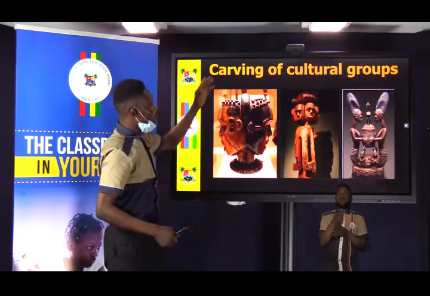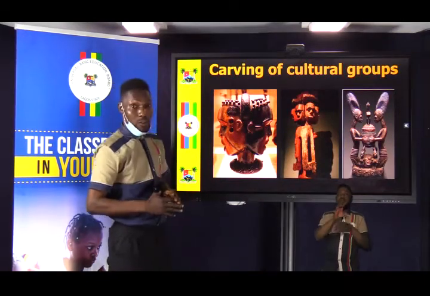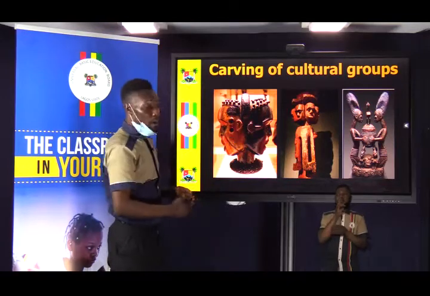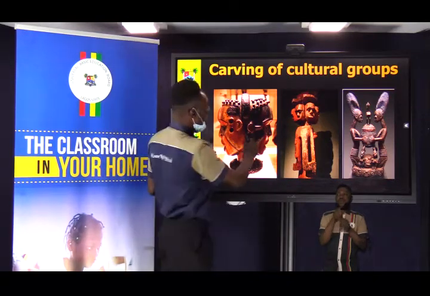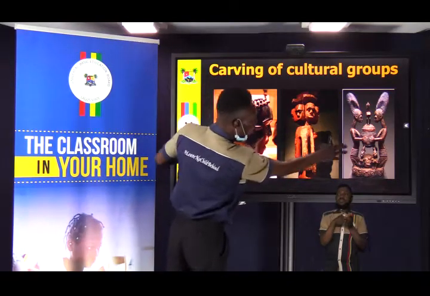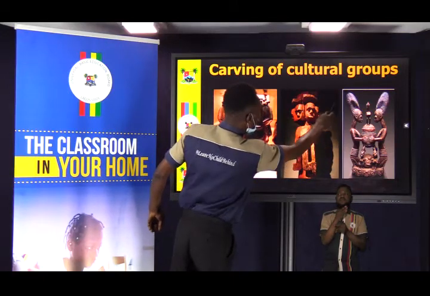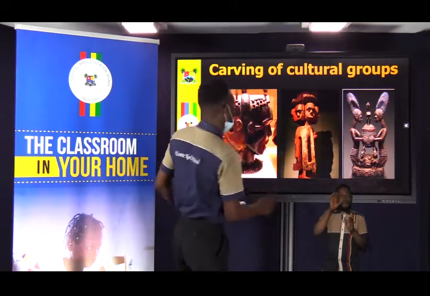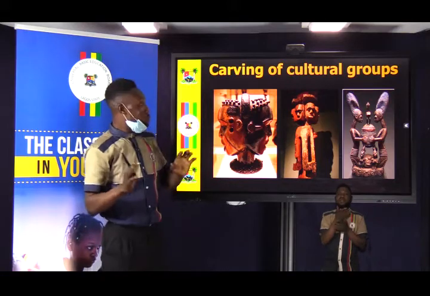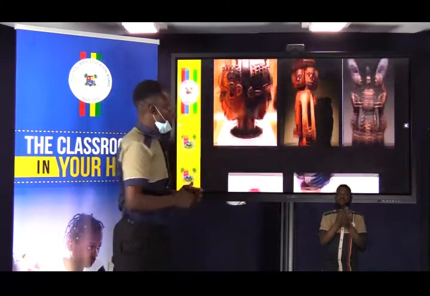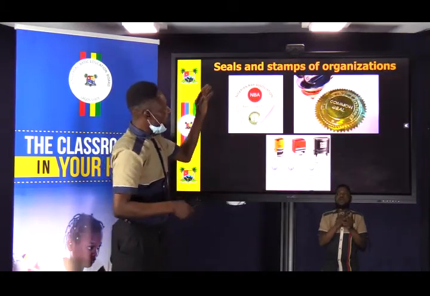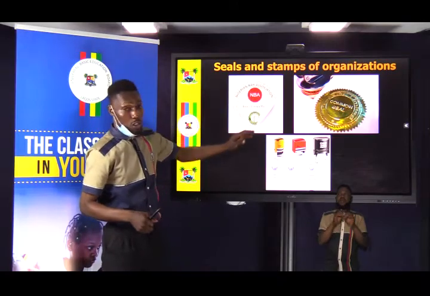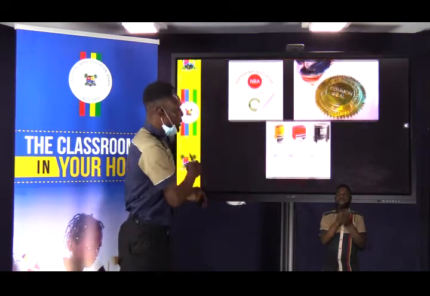Moving on to the next one, we have the carving of cultural groups. All these two are private symbols. When you see this kind of logo or picture, this tells you that this belongs to certain group of people. And so on, seals and styles of organization are also part of it.